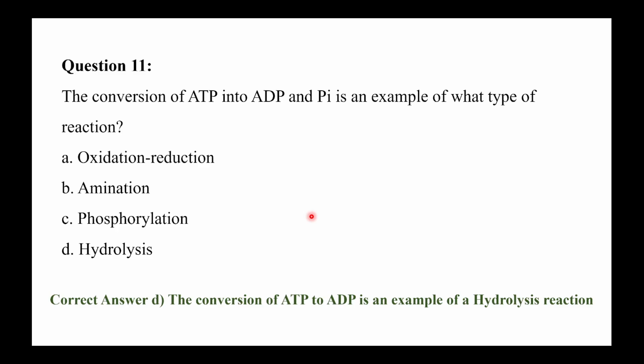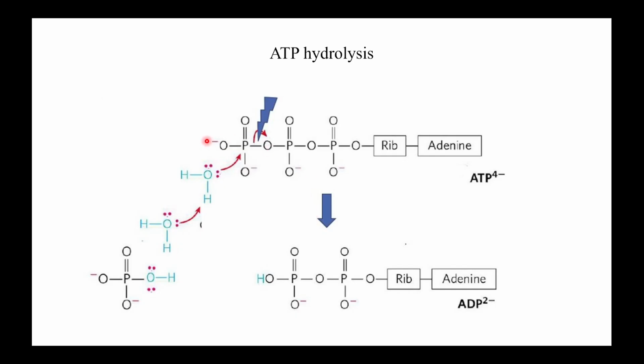So what do we mean by hydrolysis? Hydrolysis reaction means H2O or a water molecule will attack a bond. So you can see here the lone pairs on the oxygen of the water molecule will attack this phosphate. ATP has three phosphate groups, adenosine triphosphate, right? So you have three phosphates attached. From these three phosphates, the terminal phosphate will be attacked by the lone pairs on the oxygen of the water molecule.